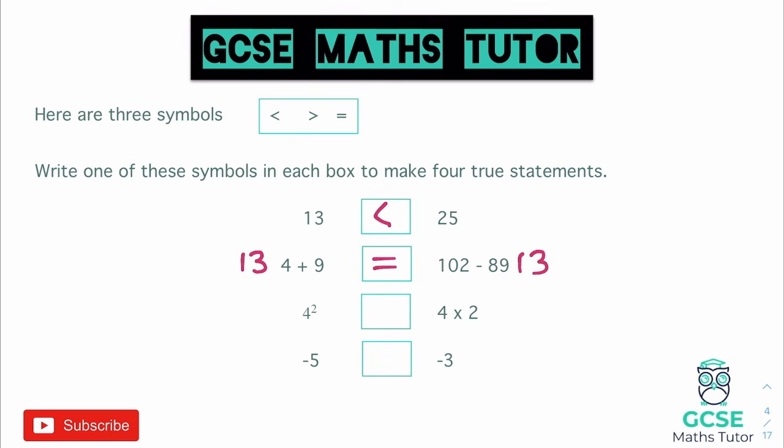For the next one, we've got 4 squared, which is 4 times 4, which is 16. And on the right there, we've got 4 times 2, which is 8. 16 is greater than 8, so we would say 16 is greater than 8, putting in our inequality symbol. And for the last one here, we've got -5 and -3. -5 is less than -3, so we would say less than -3. And there we go, that's using some inequality notation.